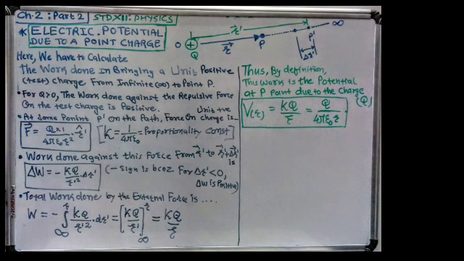So the work done against the repulsive force on the test charge is positive, since work done is independent of the path. We have already taken this theory. So we choose one convenient path along the radial direction from infinity to the point P.